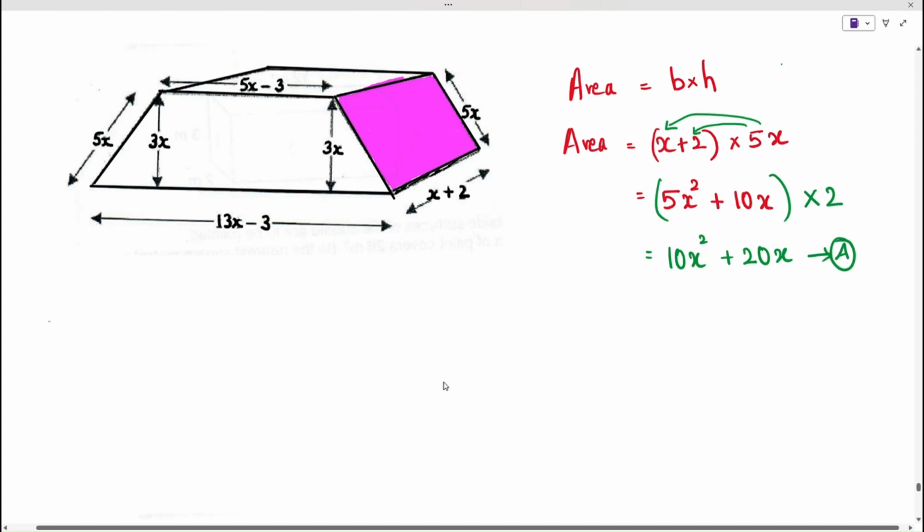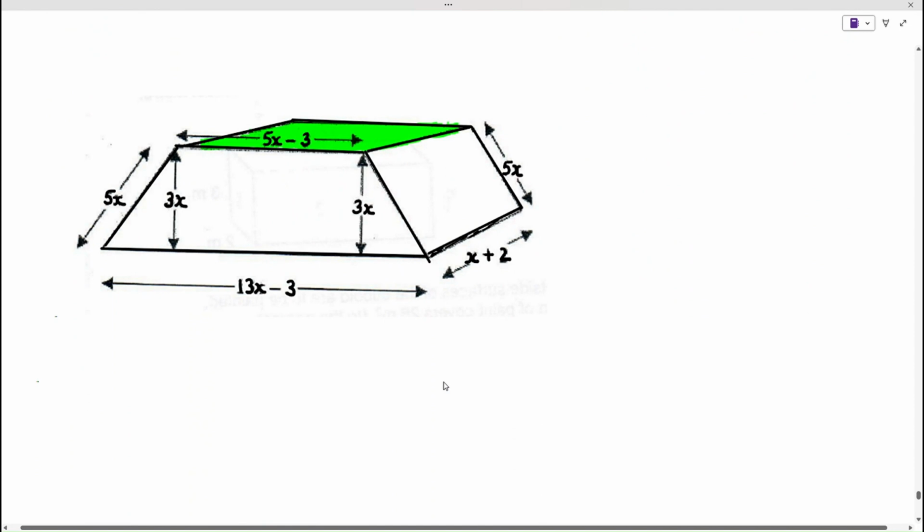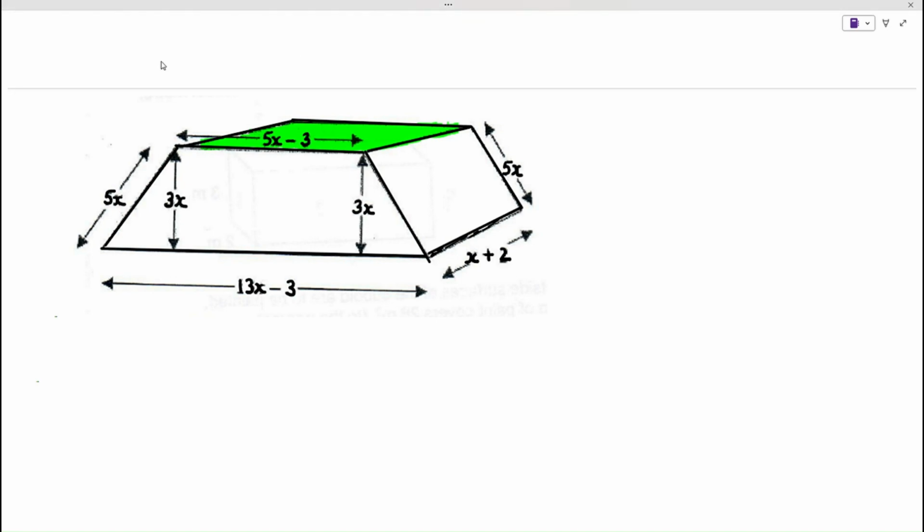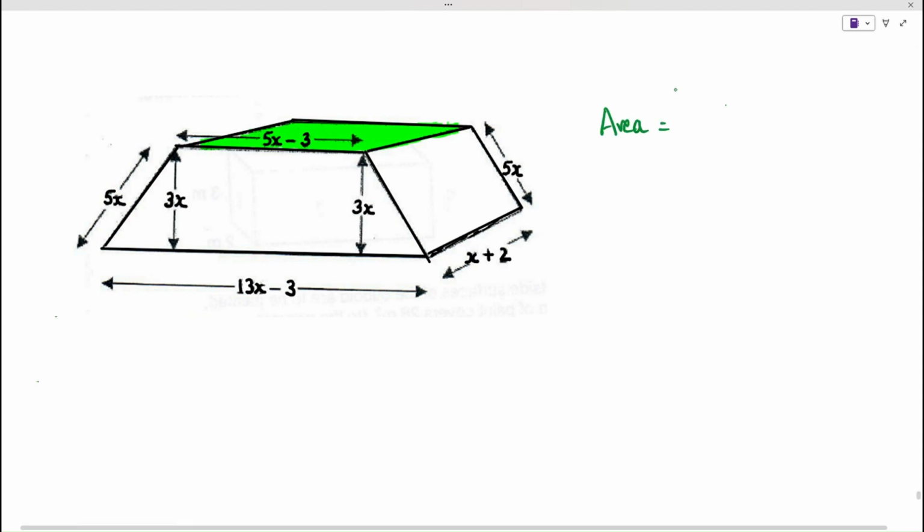Now we're going to move on and find the top surface area. This is another rectangle, so once again area is equal to base times height. We have our base as 5x minus 3, and since it is a prism, the depth of the prism will be the same all the way around it, so we can have our height as x plus 2.